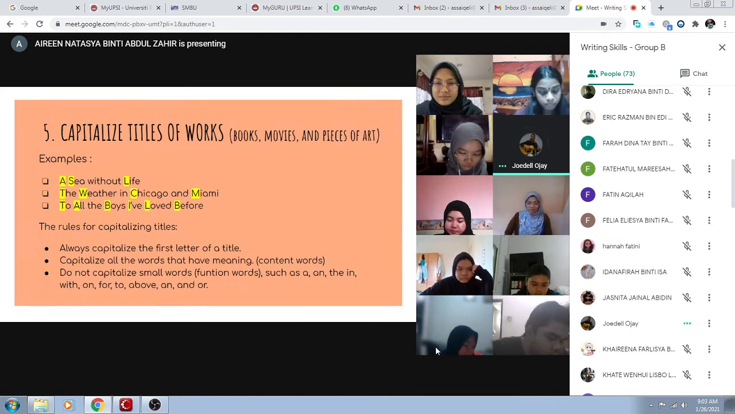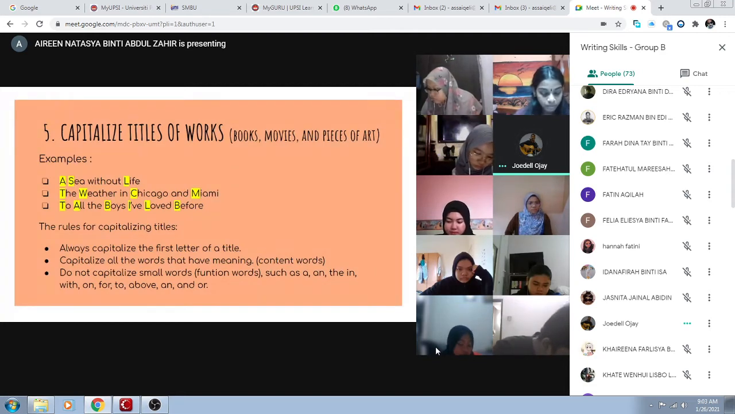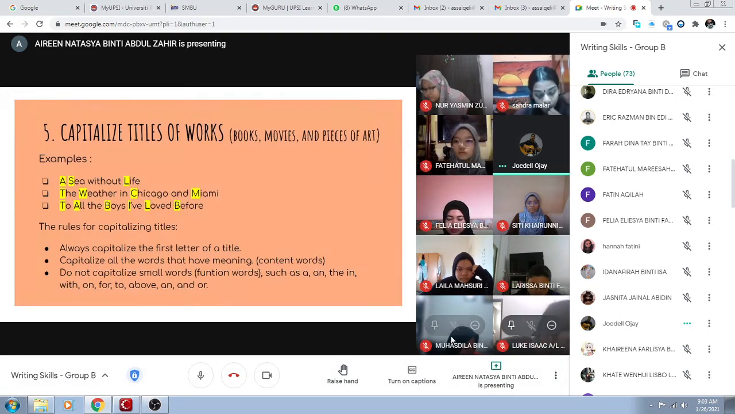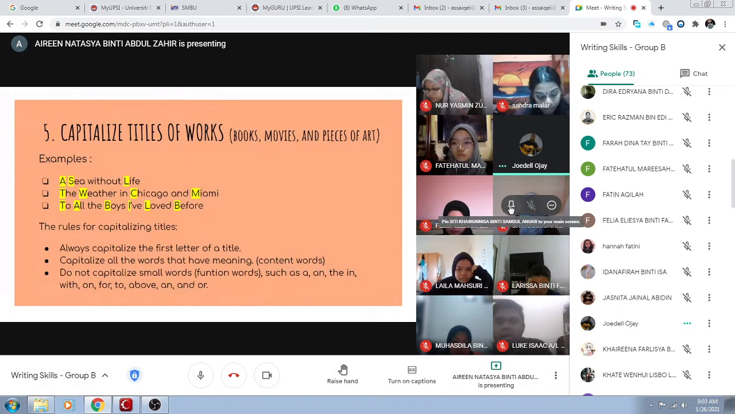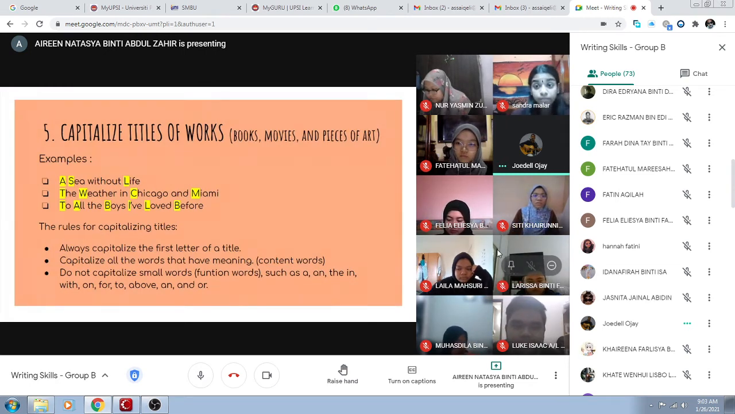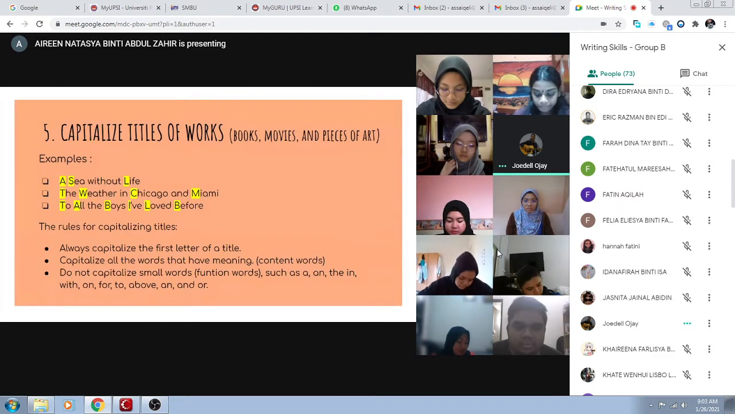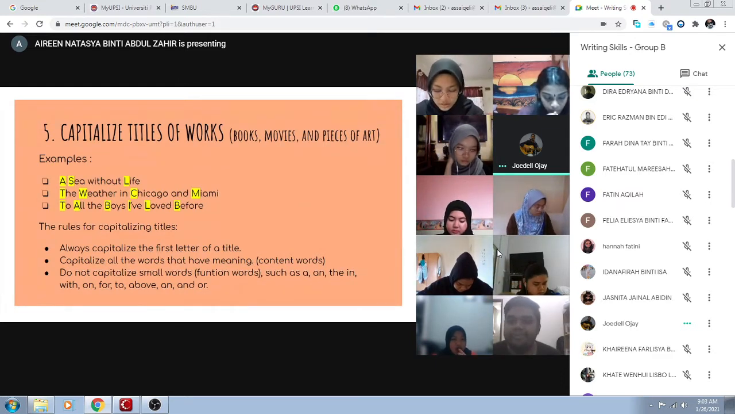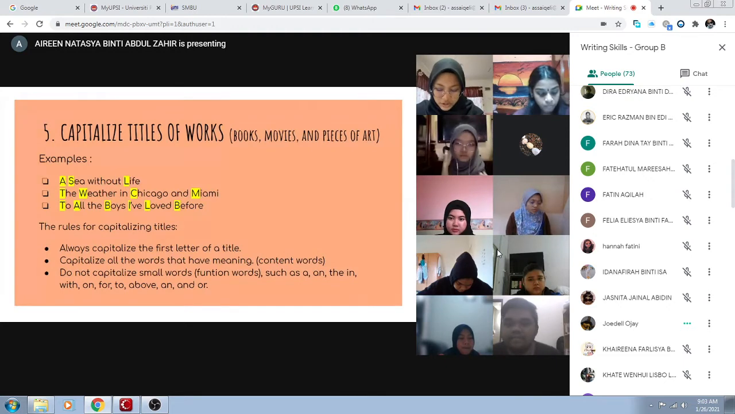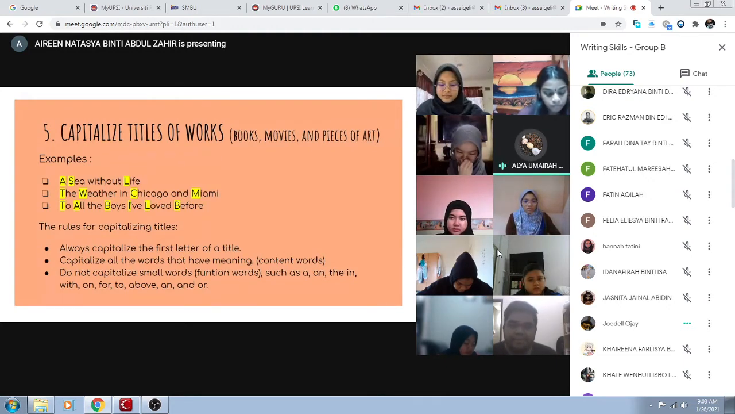What about leader? Should it stay lowercase? Radia, Alia, what do you think? You are the ones who presented this topic. Should we capitalize leader in leader of Rome or leave it in lowercase? You must capitalize the leader. Umayra, we want to see you.